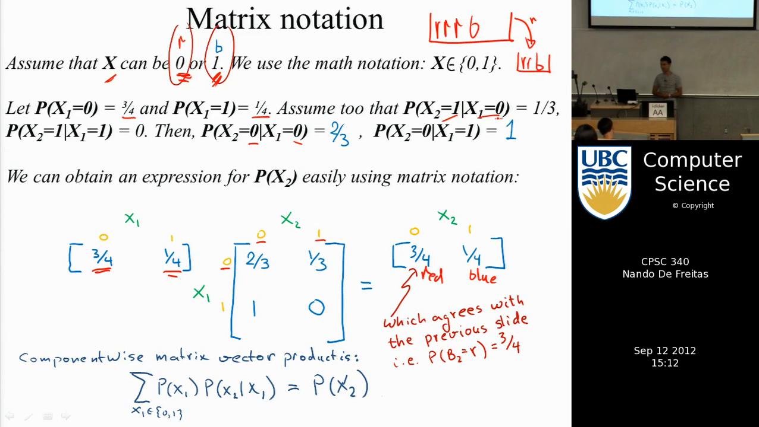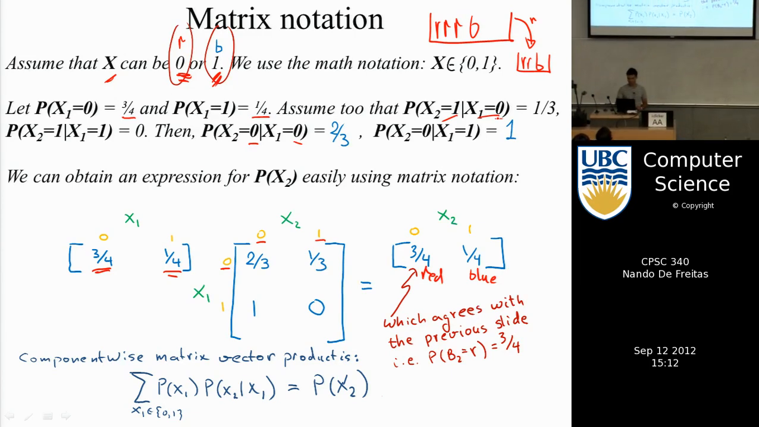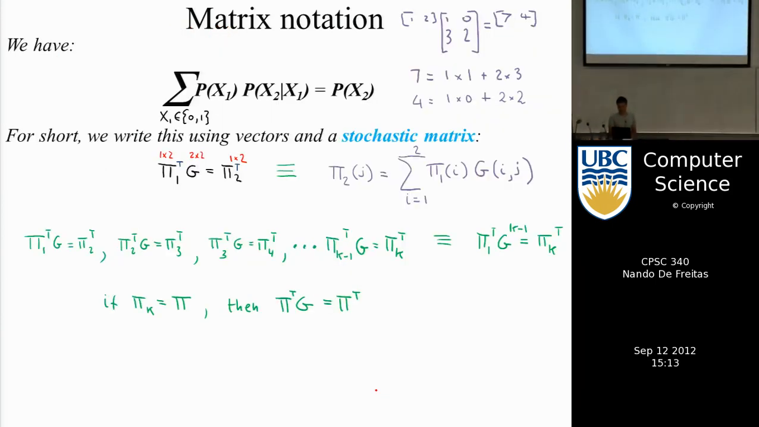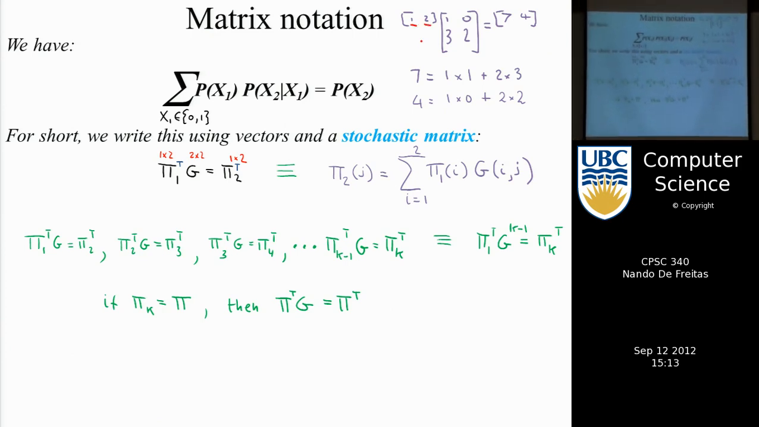Okay. So what I've been using is the fact that when you have something of this form, what you're doing is just matrix vector multiplication. I'll expand on this point later. Okay, so recall how we do matrix vector multiplication. We take a vector, like 1 and 2. I multiply 1 times 1 and 2 times 3, and that gives me 7. Okay, that's how we do matrix vector multiplication.